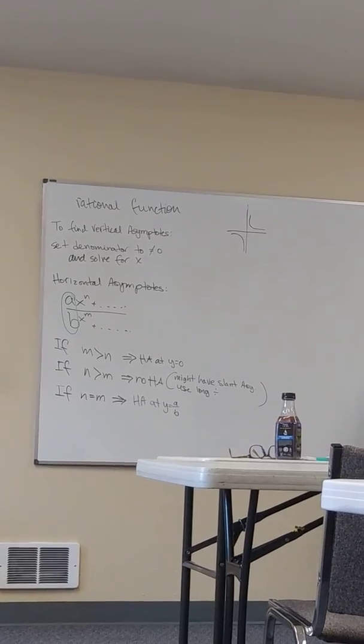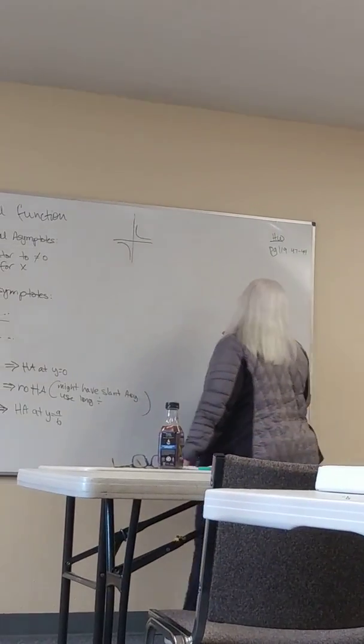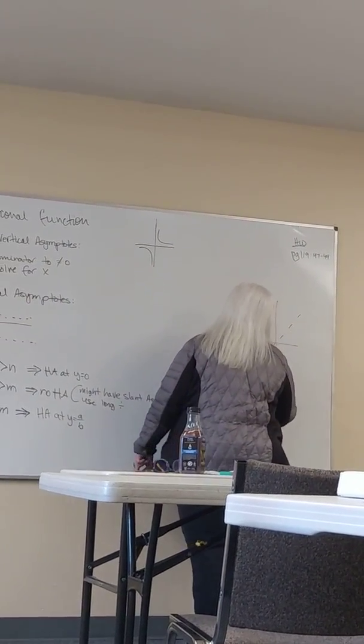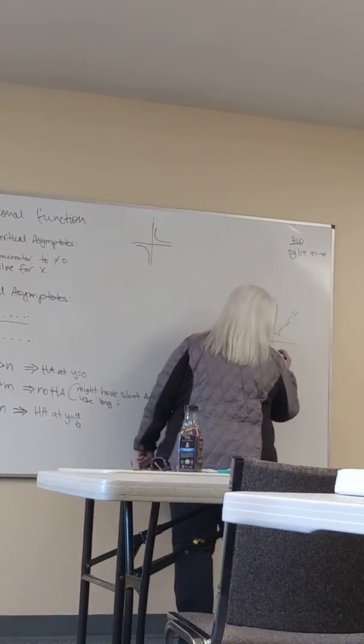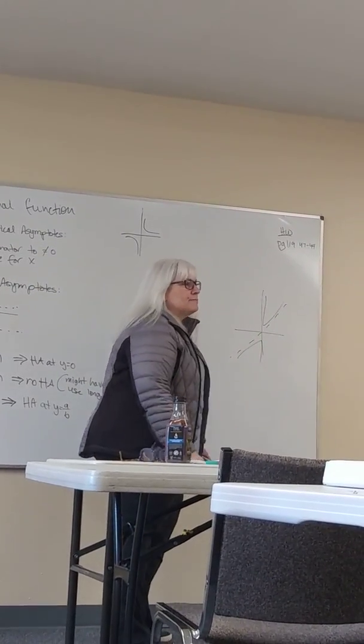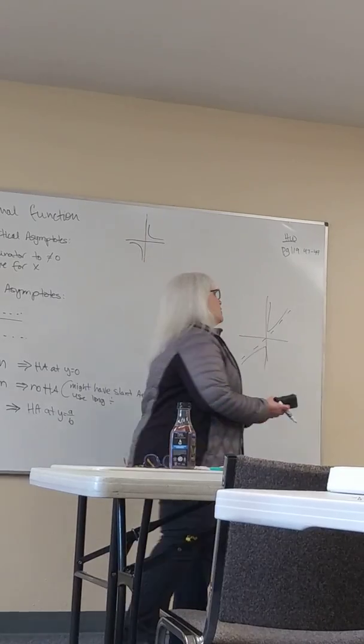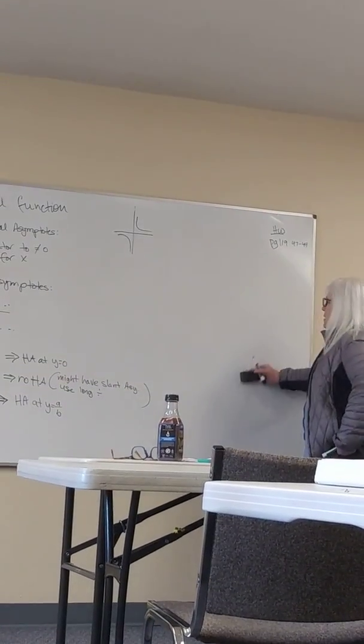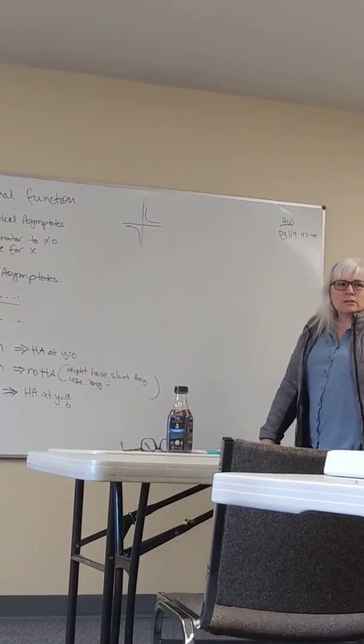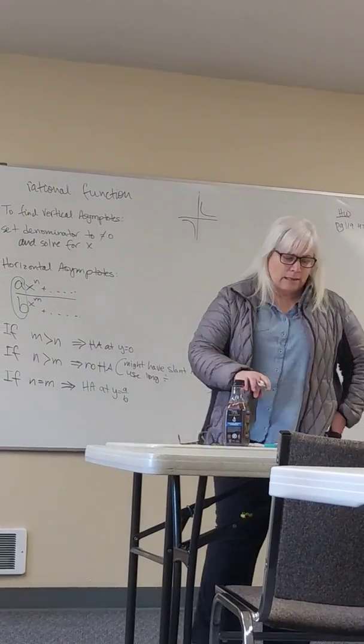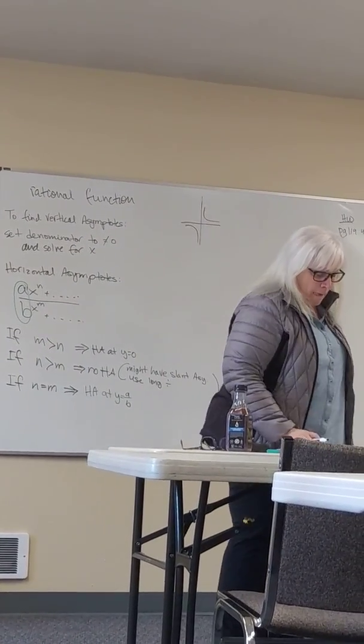Because sometimes you can have a slant asymptote and your equation looks something like that. Okay? So how do you figure those out? You use long division. So the answer without the remainder is the equation of the line that is the slant asymptote. And we'll get to that.